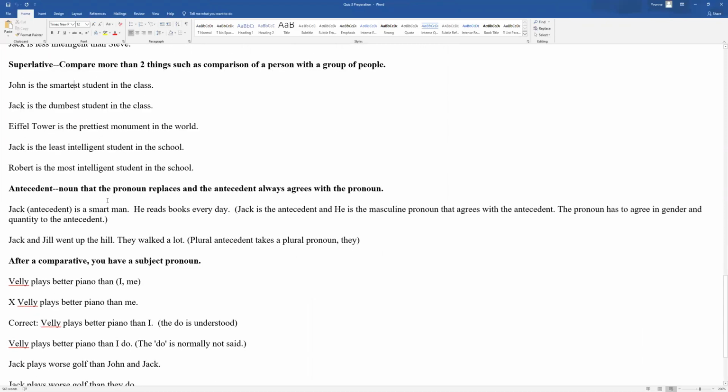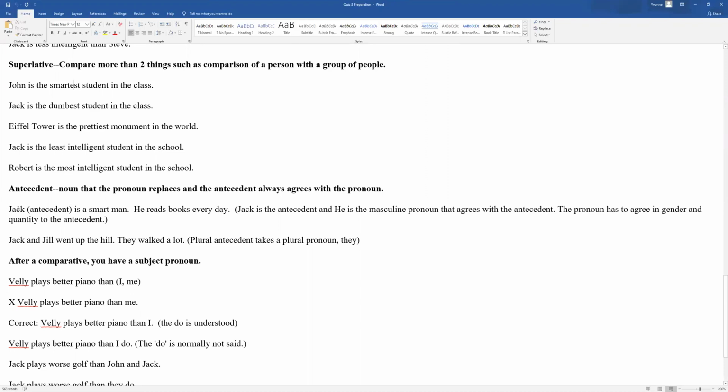An antecedent is a noun that the pronoun replaces, and an antecedent always agrees with the pronoun. So in this sentence, Jack is a smart man. He reads books every day.